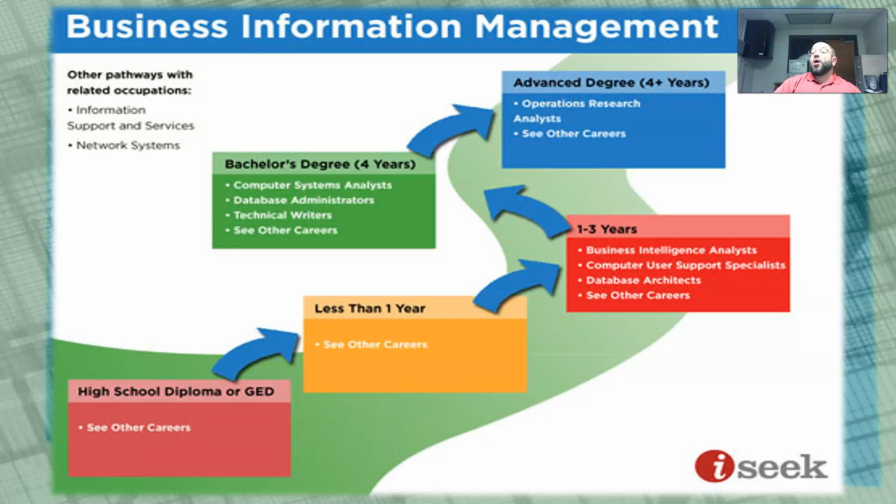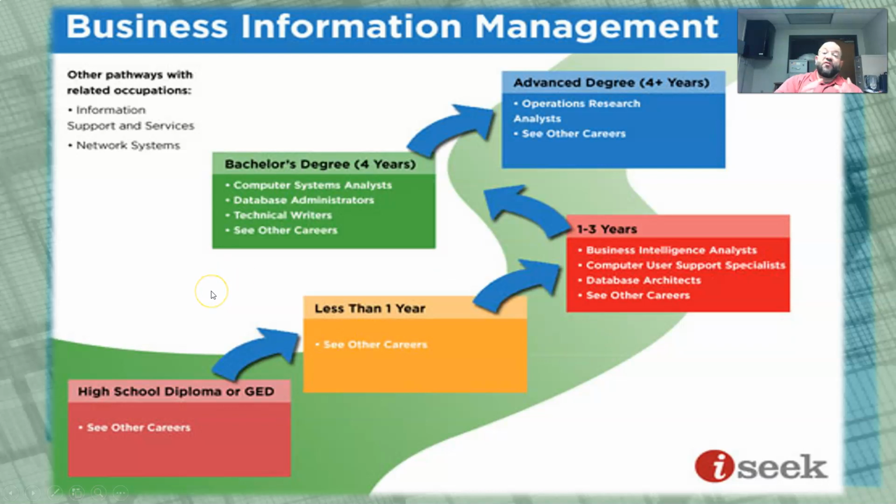Now, for those who have 1 to 3 years of education, such as an associate in science in computer sciences, yeah, you might be able to get into business intelligence analysts, all right, computer user support specialists, even with some basic certification. You could be a database architect, computer user support specialist, so on and so forth, okay? And there's a lot of different ways to go for that. In fact, you can become CompTIA certified, okay, and start with basic level network administration.